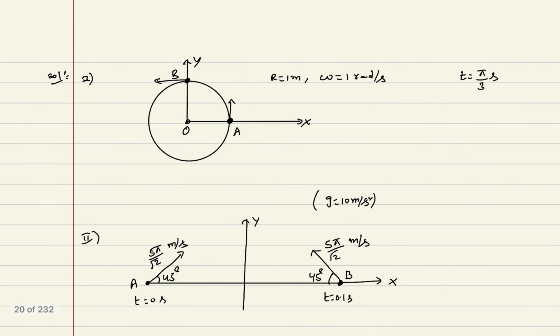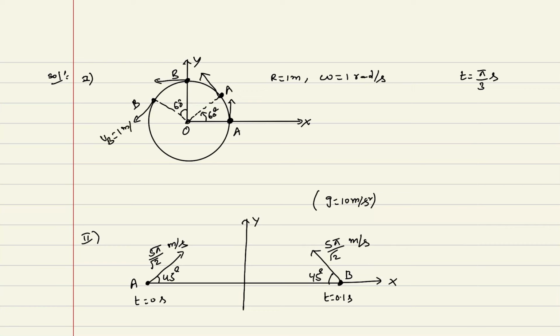I wrote that data again. You can see this side. There are the two particles A and B. They are moving. R is equal to 1 meter and omega is 1 radian per second. So after pi by 3 seconds, it turns through an angle of 60 degrees. Now particle A will reach here, and particle B also turns through an angle of 60 degrees. Now particle B will come here.